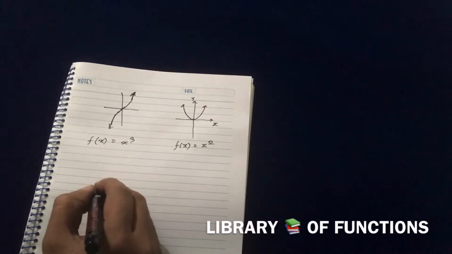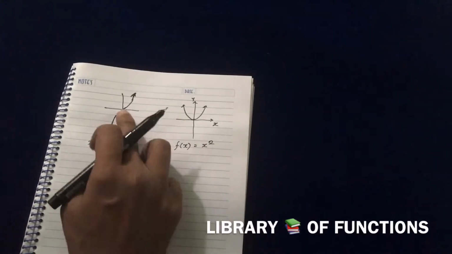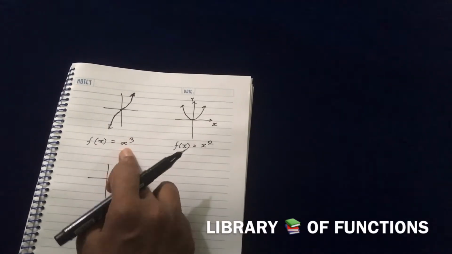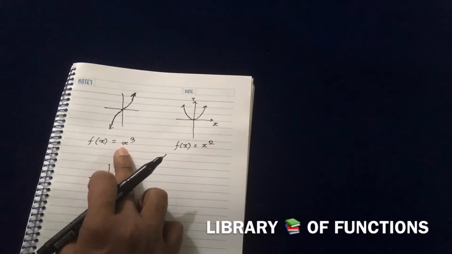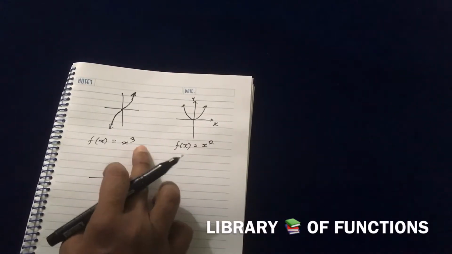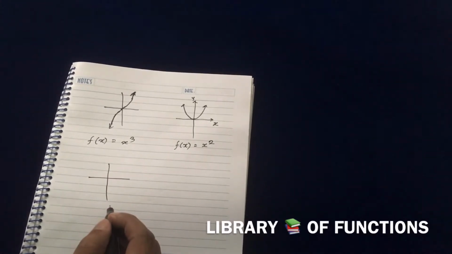Then if I draw the graph of 1 by x, how do we know that this one is the graph of this? You can just check it. If you want, you can check it. If you put different random values of x here, let's say 0, plus 1, minus 1, plus 2, minus 2, then you will start seeing this shape. Then if you plot it, you will see this shape.